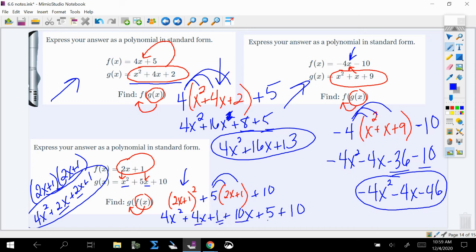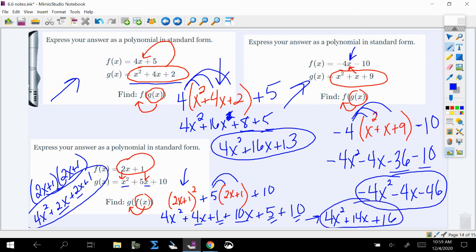So I'm going to underline them just to show them to you. My final answer is 4x squared. I have a 4x and a 10x, which is 14x. And then I have a 1, a 5, and a 10. So 1 plus 5 plus 10 is 16. And that is my final answer.